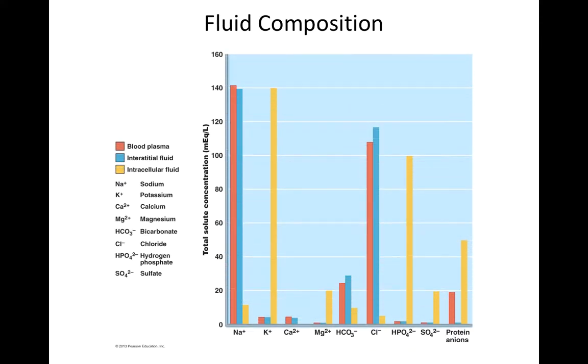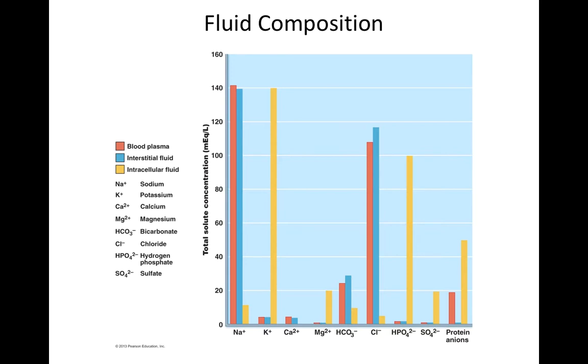So we're going to talk a little bit about the composition of fluids. Here we're looking at the ion composition in plasma, interstitial, and intracellular fluids. And we can see that it is not equal. We do not just have fluid. Each of these has its own specific composition. Sodium is very high in the extracellular fluids. Potassium is very high in the intracellular fluids. That is the basis of our membrane potential right there.